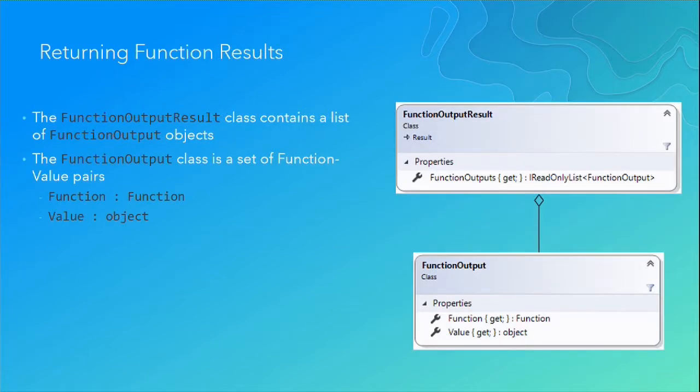The second kind of result object is a function output result. This is going to return a list of all of your functions that you passed in and the list of values that each returned. If you remember the plenary demo on this, we had a trace that returned the sum and count of customers. This would be part of a function result.